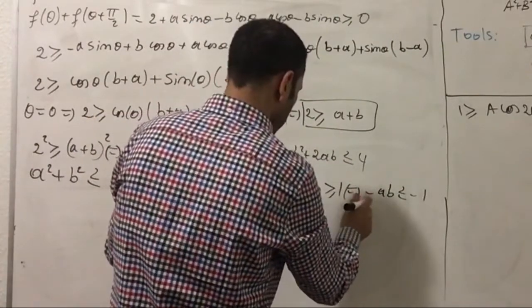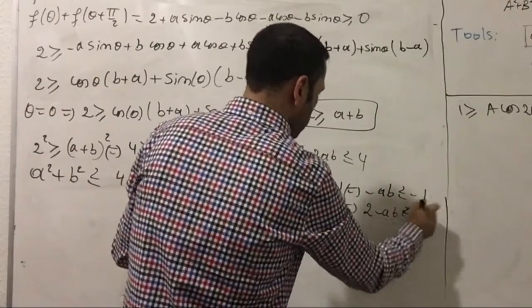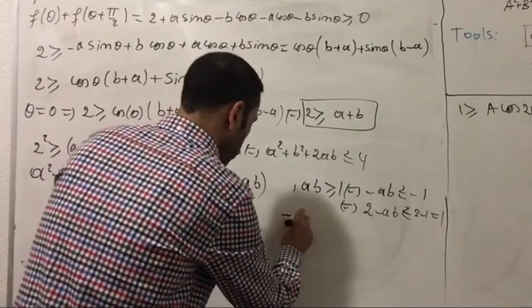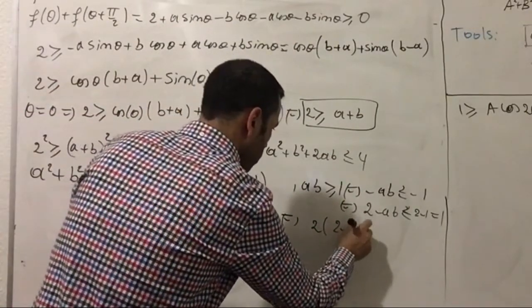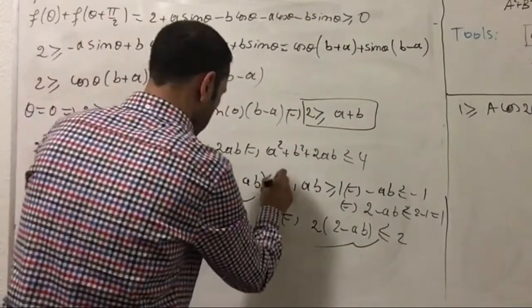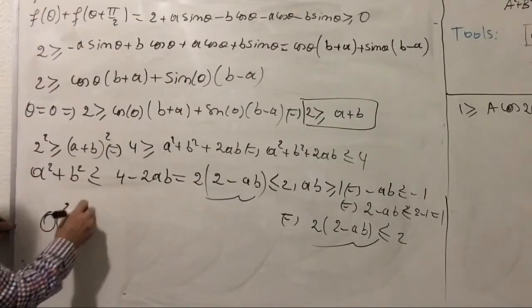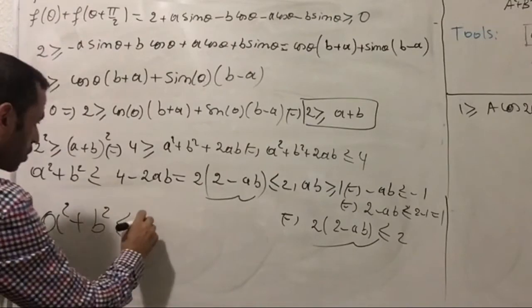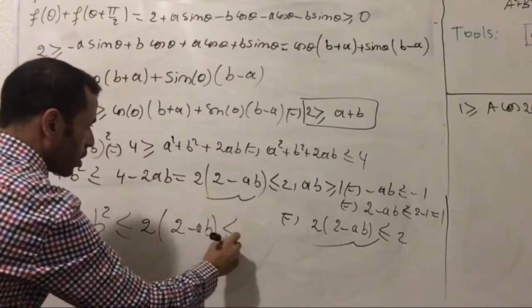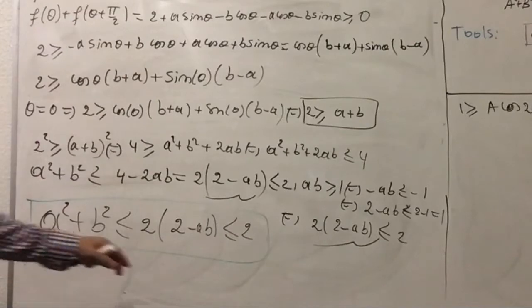Okay, I'm adding number 2 on both sides. So I will have 2 minus ab. 2 minus 1 equal to 1. I'm multiplying both sides by 2. So we'll have 2 minus AB inferior or equal to 2. This one is this one. This one inferior or equal to. Okay? So that's mean A plus B squared inferior or equal to 2 minus AB inferior or equal to 2. Okay? Now I proved the first question.